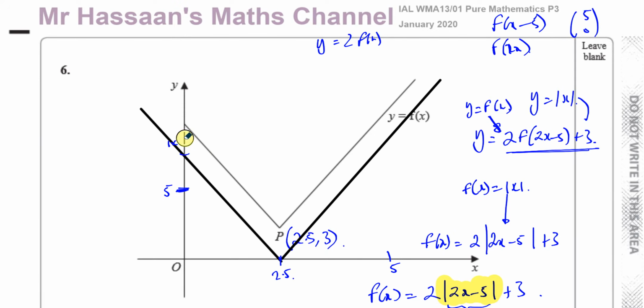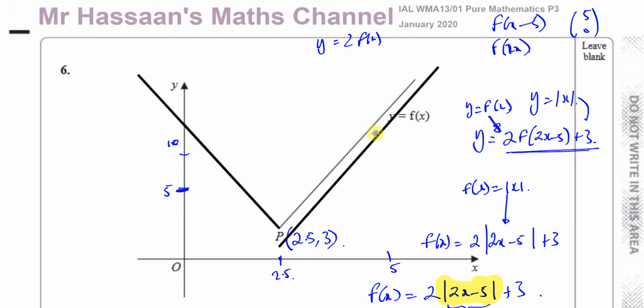And then finally what happens is it gets moved up by 3 units. It's a vertical translation of 3. So this goes up to there and to there. So you end up at 2.53.